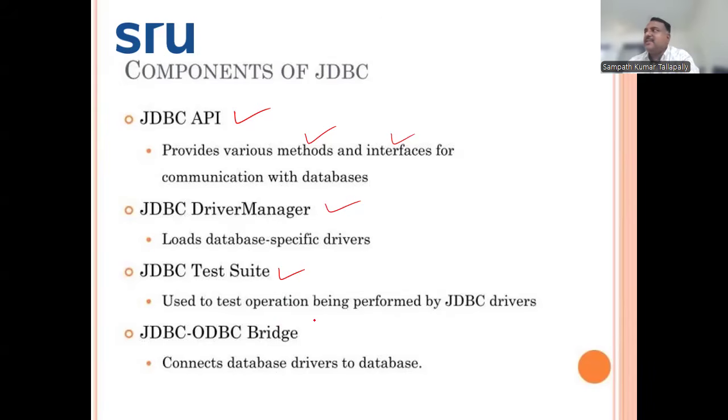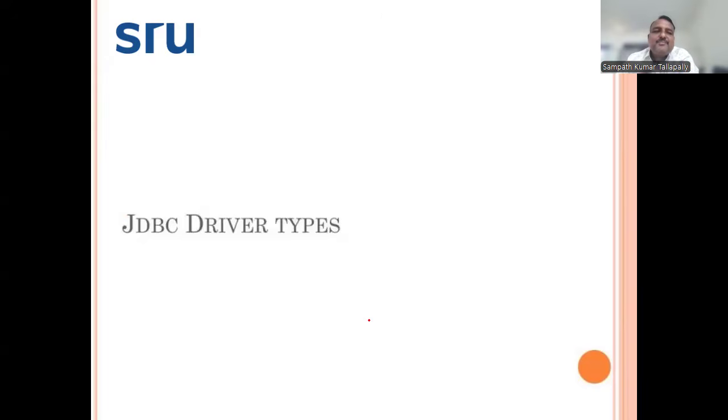And for some databases, like Microsoft databases, we are going to have bridges, which we call the JDBC-ODBC bridge. These are the components of JDBC, and all these components have to be executed in a sequential manner. We cannot go 1, 3, 4, 2, no. It should be done first, second, third, as well as fourth. All these things have to be done only in a sequential manner.